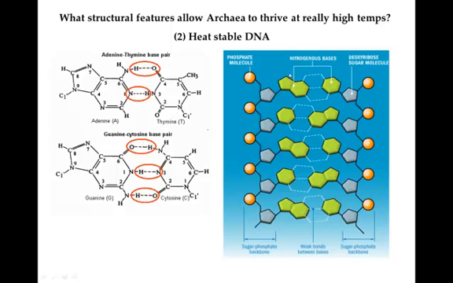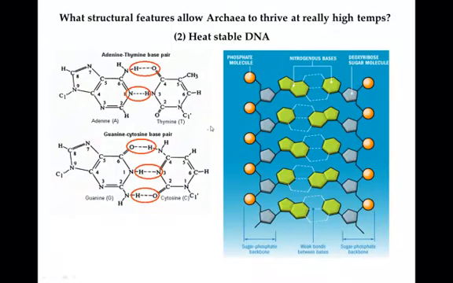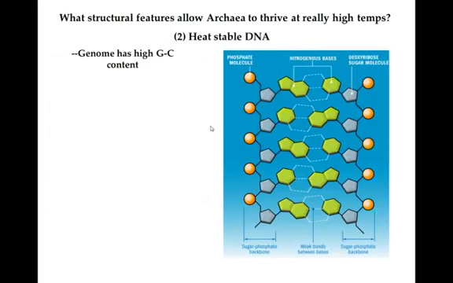It turns out that in Archaea, they have genomes that are really rich in C's and G's. And because they're rich in C's and G's, they have more pairings that have an additional hydrogen bond. And that allows the DNA to be more stabilized. So that's the first mechanism, is that archaeal DNA is largely GC rich.